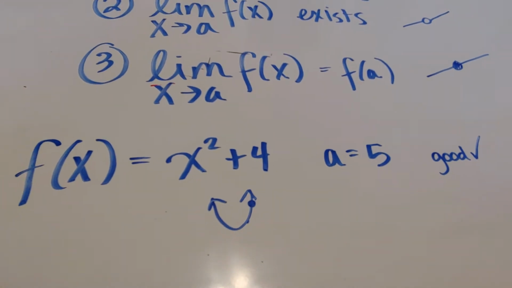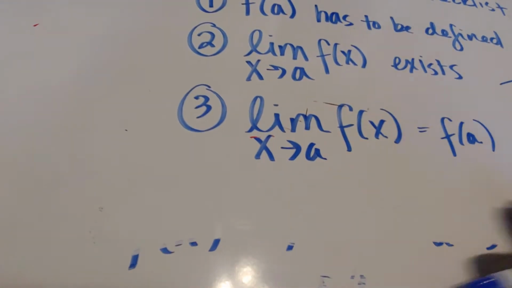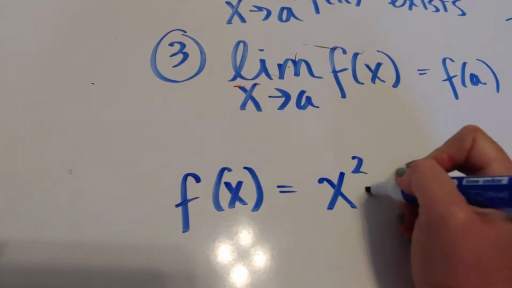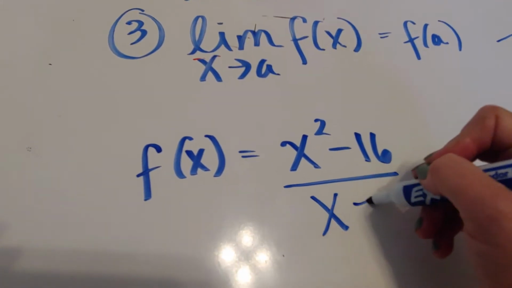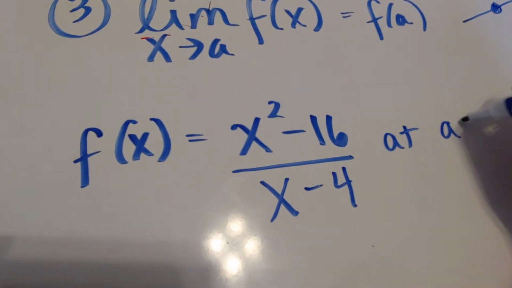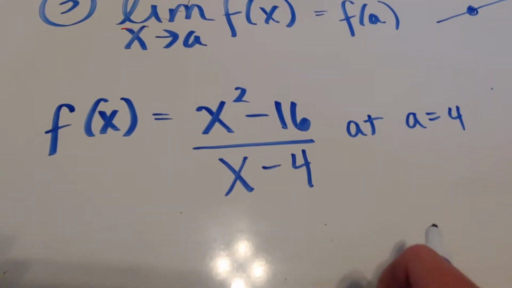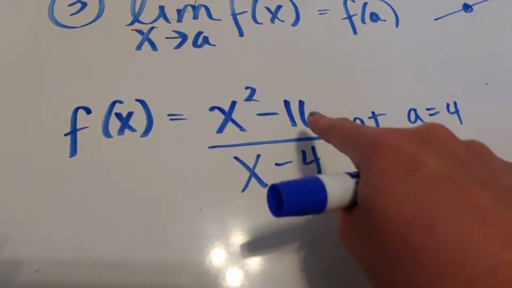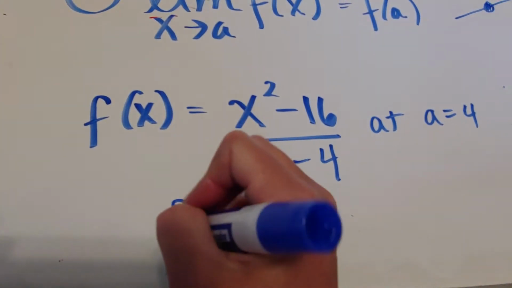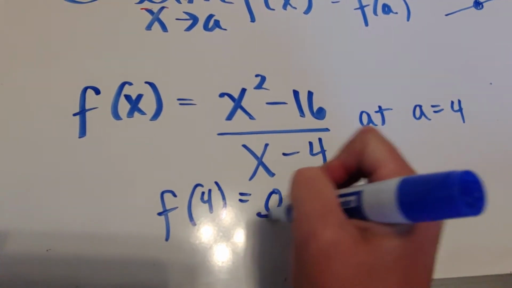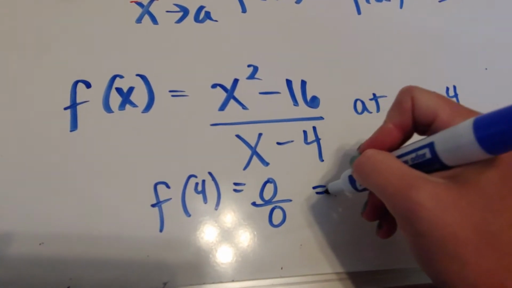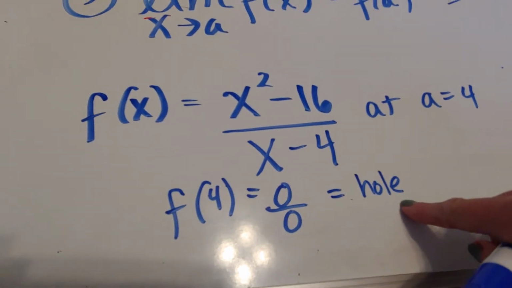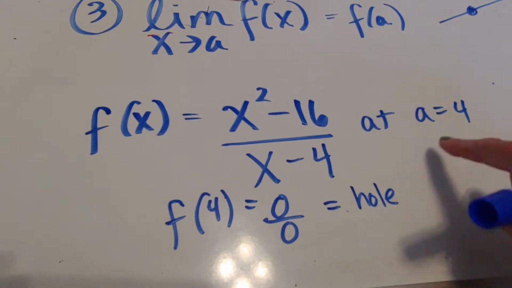However, if I were to look at a function like this, at this spot, I'm like, ooh, when I plug in f of 4, let's see what happens. I get 0 over 0. And we know for a fact that when I get 0 over 0, that's a hole or a removable discontinuity. So this is definitely not continuous at this spot.